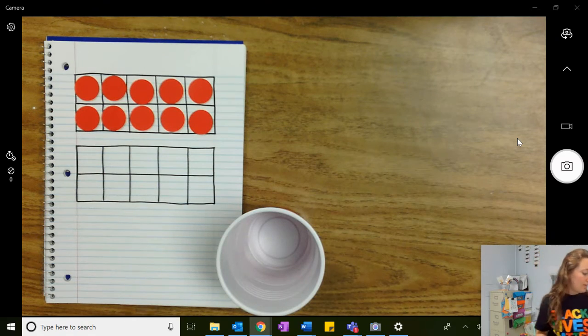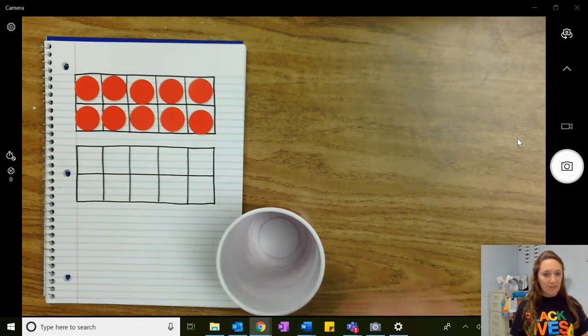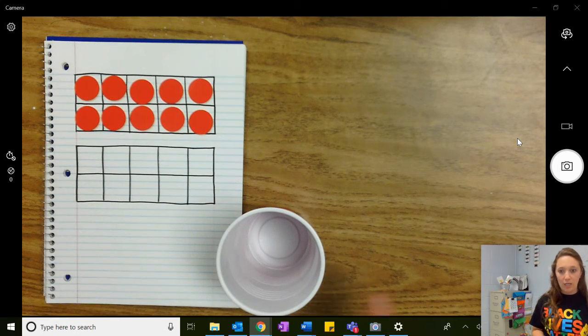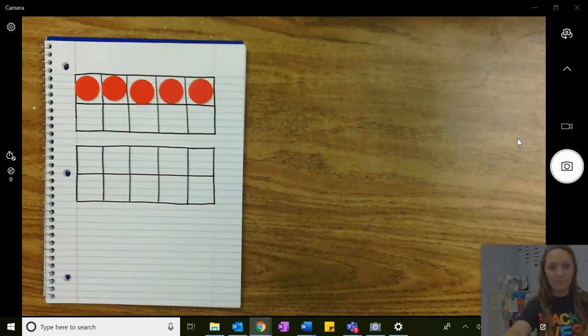Today we are going to learn about how addition and subtraction are connected to help us with our fluency of addition and subtraction facts up to 20. So here I have a 10 frame with 10 counters on it. I'm going to take away some counters, and then looking at the counters that are left, I want you to figure out how many are in the cup. So I'm going to pause the video while I take some counters away.